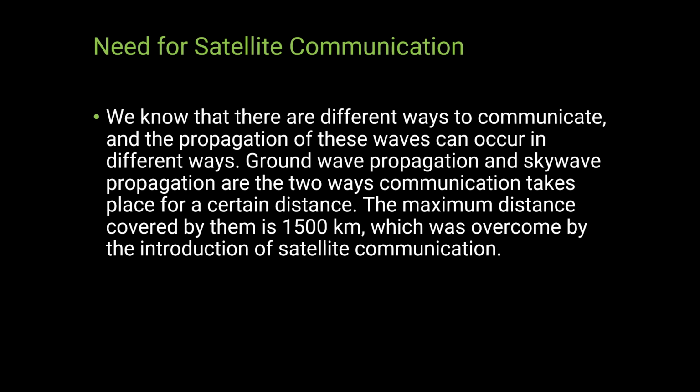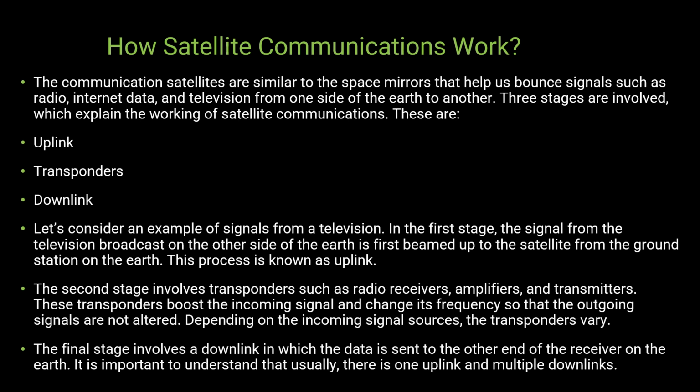Needs for satellite communication. We know that there are different ways to communicate, and the propagation of these waves can occur in different ways. Ground wave propagation and skywave propagation are the two ways communication takes place for a certain distance. The maximum distance covered by them is 1500 kilometers, which was overcome by the introduction of satellite communication.